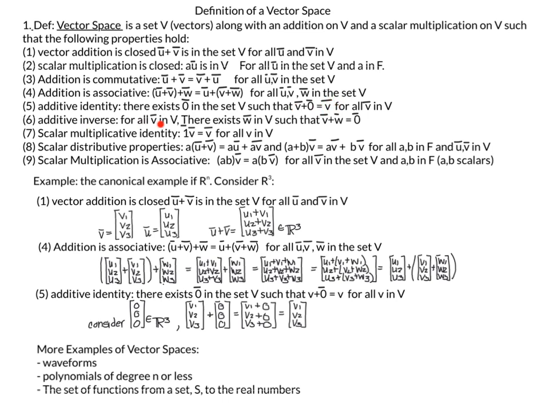There's an additive inverse. So if you have a vector v in your set V, then there must be a corresponding vector w such that v plus w gives you back your additive identity. You have a scalar multiplicative identity, that's 1 times your vector v gives you back v. Your scalar distributive properties, and then your scalar multiplication property that is associative.